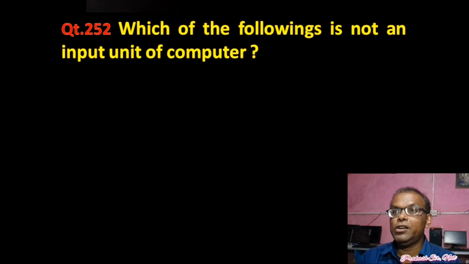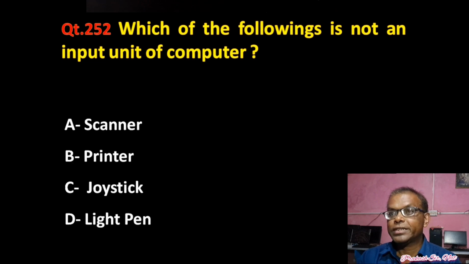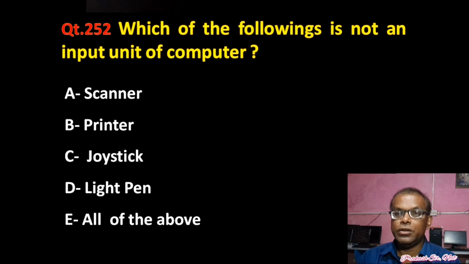Question number 252. Which of the following is not an input unit of computer? Now let us check alternate points. Scanner, printer, joystick, light pen, all of the above. The correct answer is printer, because printer is not the input device, scanner is the input device, joystick is the input device, light pen is the input device. By scanner, by joystick, by light pen we can feed data to the computer. So that is why printer is the output device by which we can get hard copy. So that is why point B is the correct answer for this question.